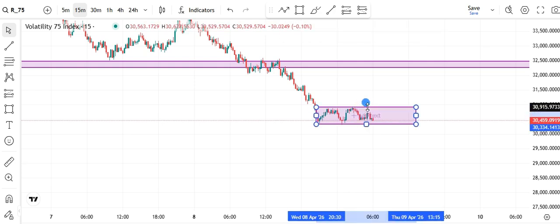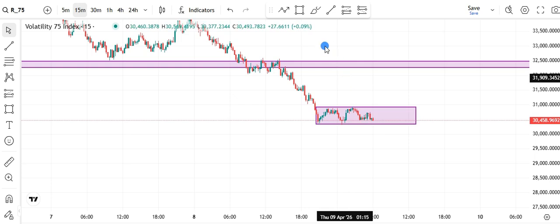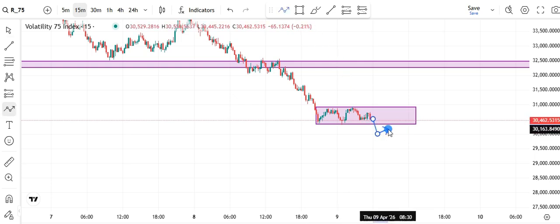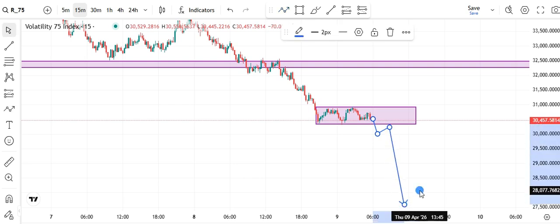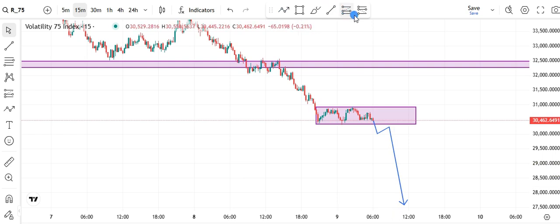Now, if it happens to break out of this zone, I'll be going short again. That means I'll be moving my stop loss. Okay, let me do this. Now this is what I'll be doing.